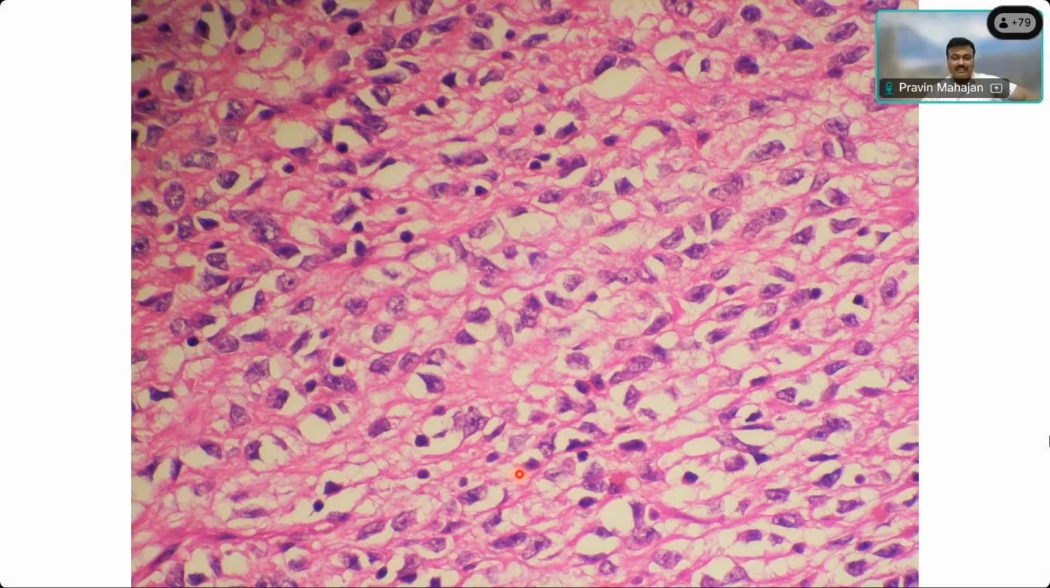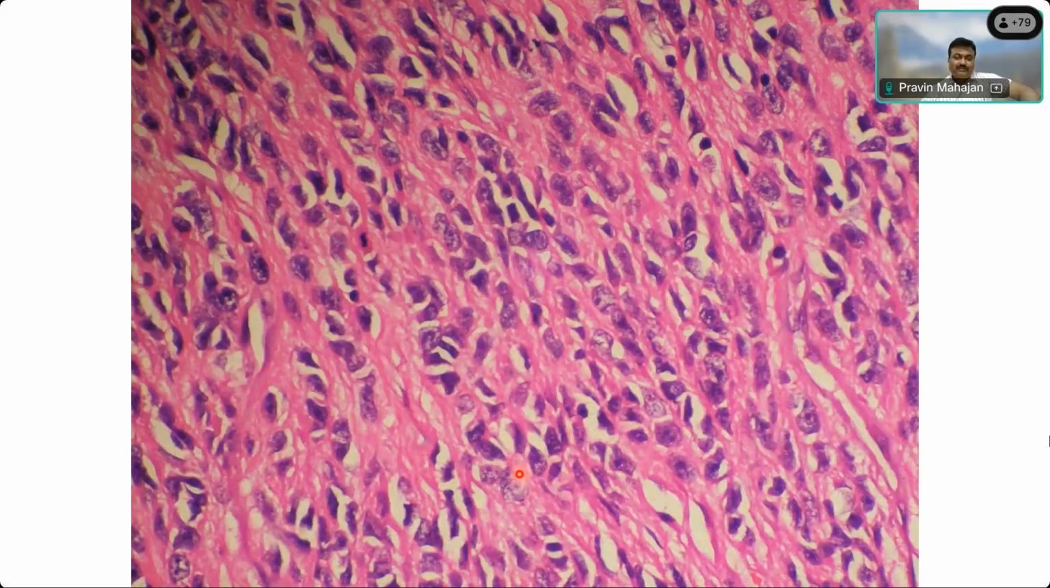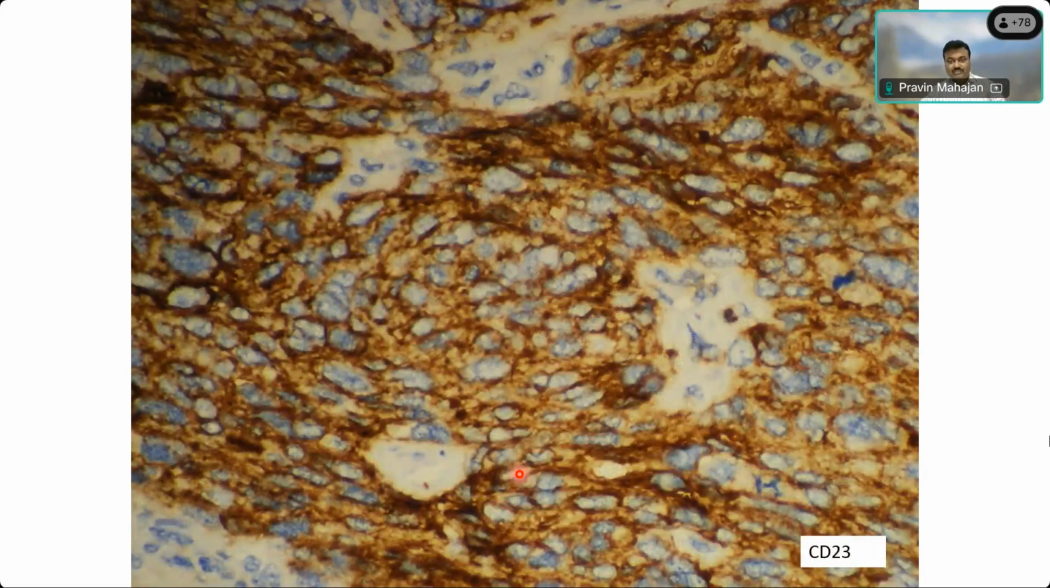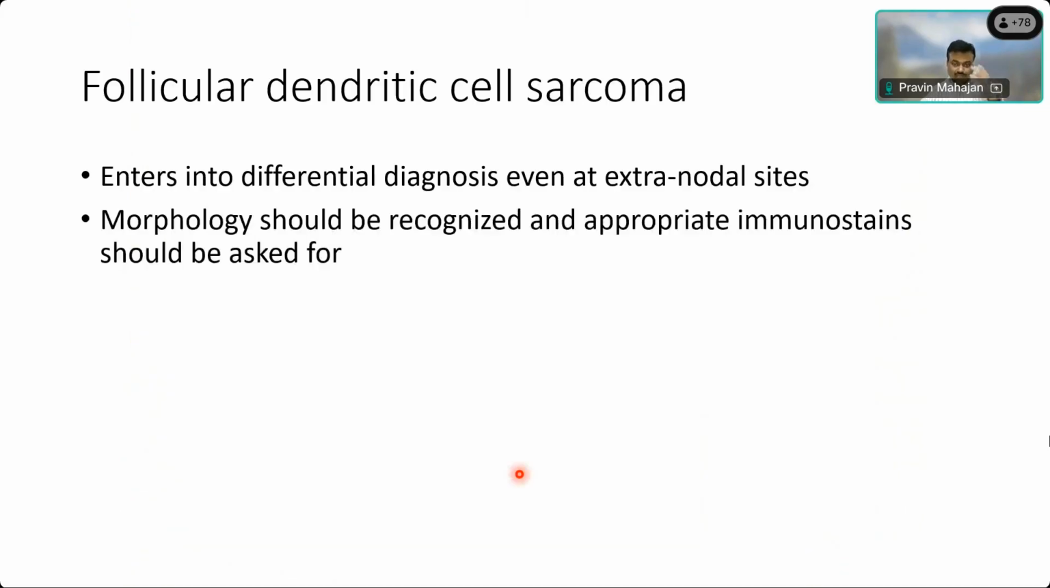So this is an FDC sarcoma. Thank you, sir. So you think of this possibility also. I have given you all these cases, and again this resection had 21 and 23 proved. You have to think of this differential at some sites, and put up more immunos to prove this point.